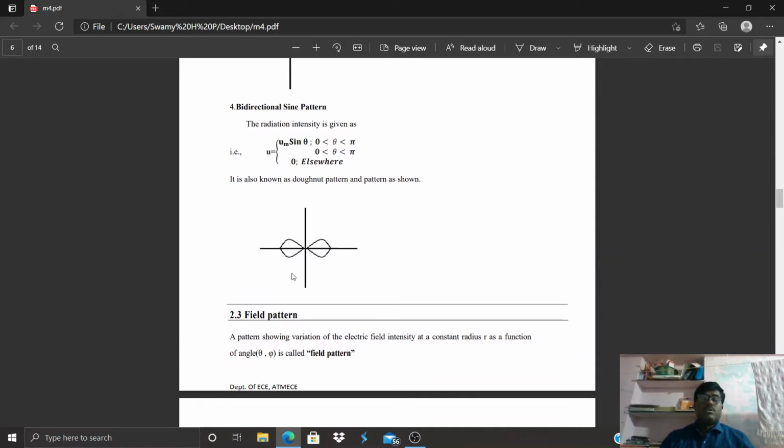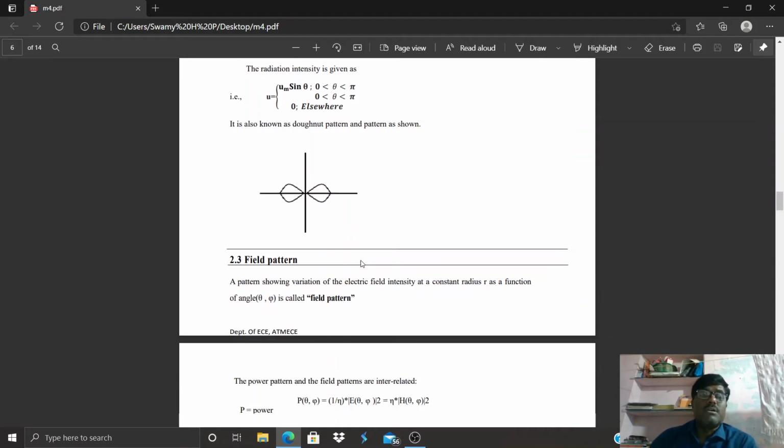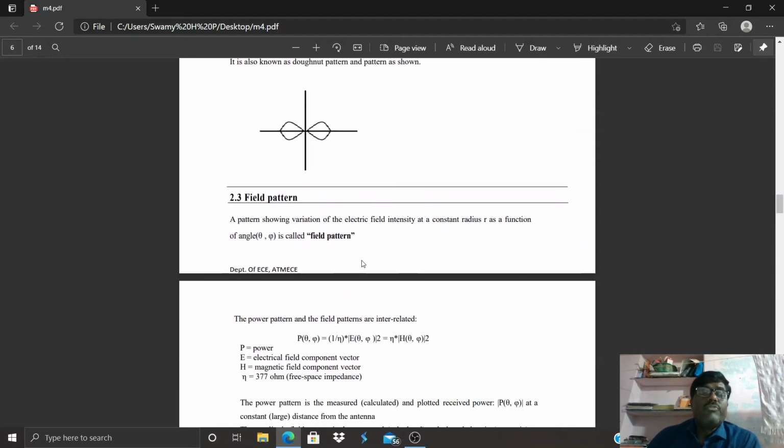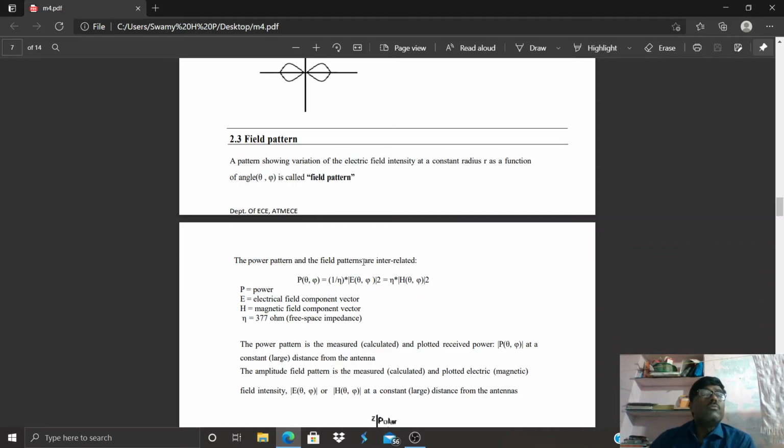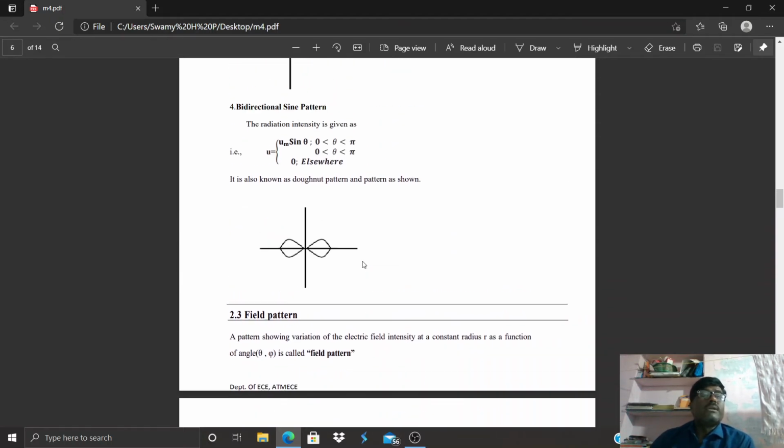You have to calculate directivity. U by U naught is equal to directivity. Power or radiation intensity, everything you can calculate by using all these things. Field pattern. Now I will stop here. I will continue in the next class.